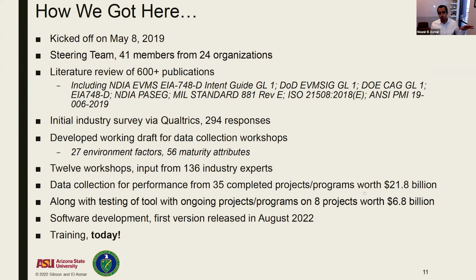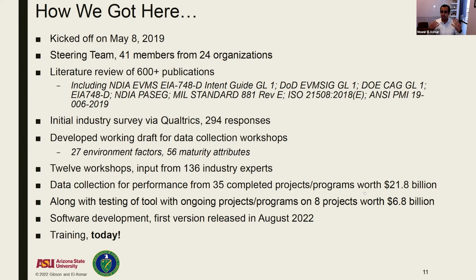But not just the literature, we also worked with industry experts. Some of you are actually here on the line with us today. We did a survey. We got close to 300 unique responses. So now we have the literature, and now we also have the experience of the folks that have been doing it for years. And then together with the steering committee, we developed a working draft with 27 environment factors. We'll talk about environment today, and 56 maturity attributes. We'll talk about maturity tomorrow.